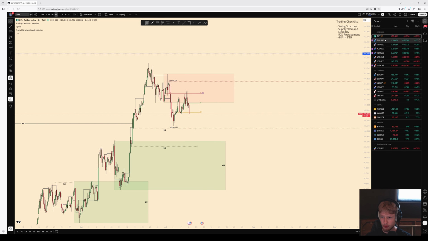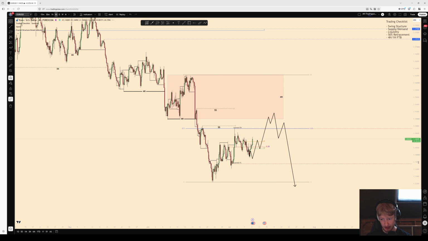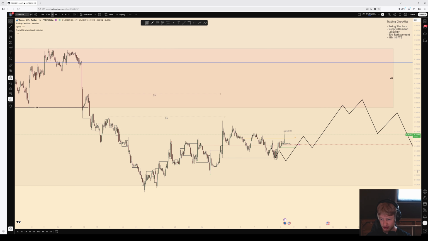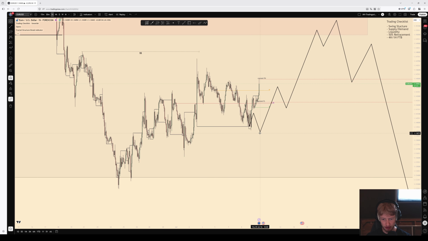If we then go to EURUSD, what we can see there is that we took some liquidity underneath this low here. On the 1 hour, that's even more clear. I was waiting for this low to go, and then a break in towards the upside.